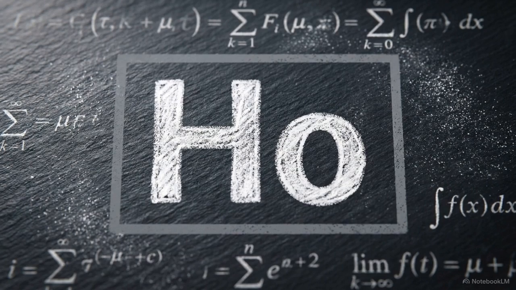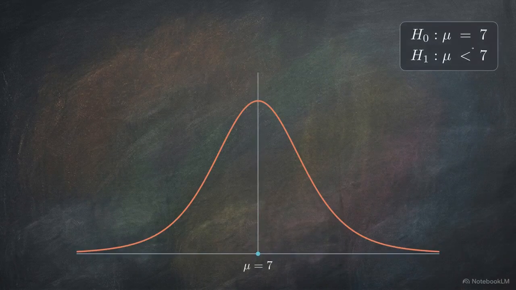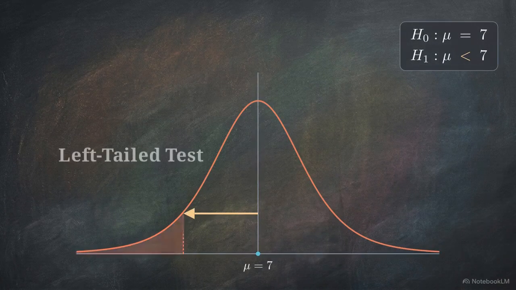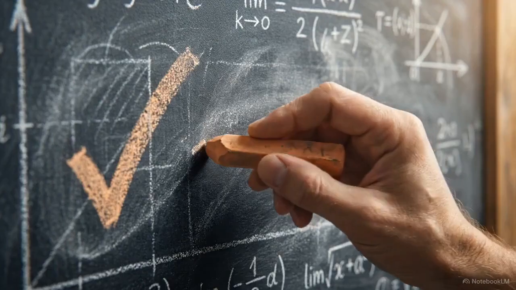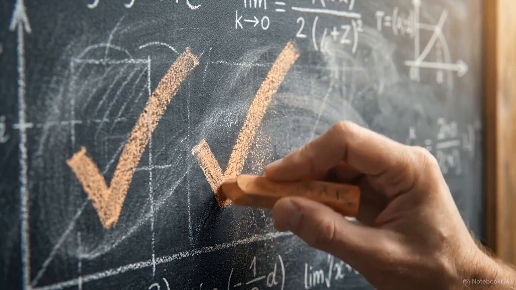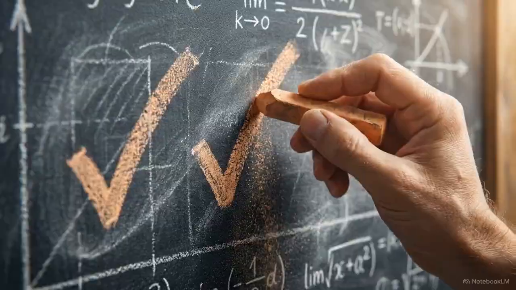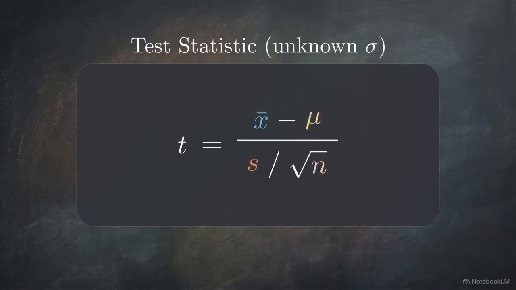Next, we formalize our parameters. The null hypothesis, H0, represents the condition of equality, mu equals 7 hours. The alternative hypothesis, H1, reflects our specific claim, mu is less than 7 hours. Because our alternative points specifically below the mean, this dictates a left-tailed test. Defining the hypotheses and verifying data structures first guarantees the mathematical integrity of the entire test before a single computation is run.